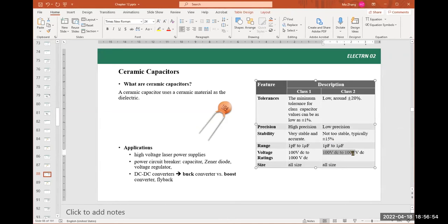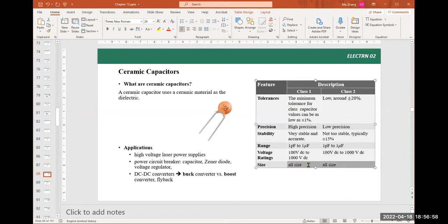This is the range of voltage. The size for both classes: most of them are as small as a grain of rice. And then the big ones can be like a coin, the size of a penny.